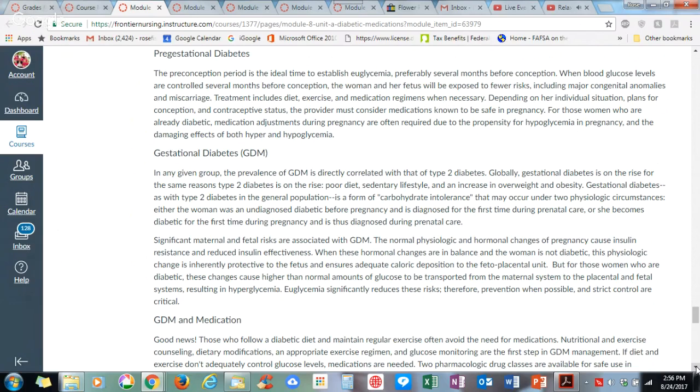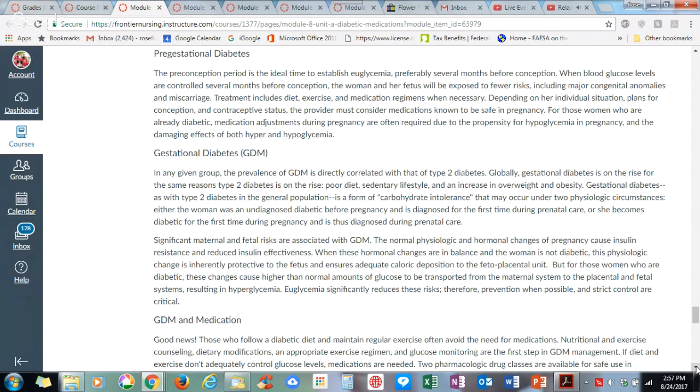Gestational diabetes, as with type 2 diabetes in the general population, is a form of carbohydrate intolerance that may occur under two physiologic circumstances. Either the woman was an undiagnosed diabetic before pregnancy and is diagnosed for the first time during prenatal care, or she becomes diabetic for the first time during pregnancy and is thus diagnosed during prenatal care. Significant maternal and fetal risks are associated with GDM.